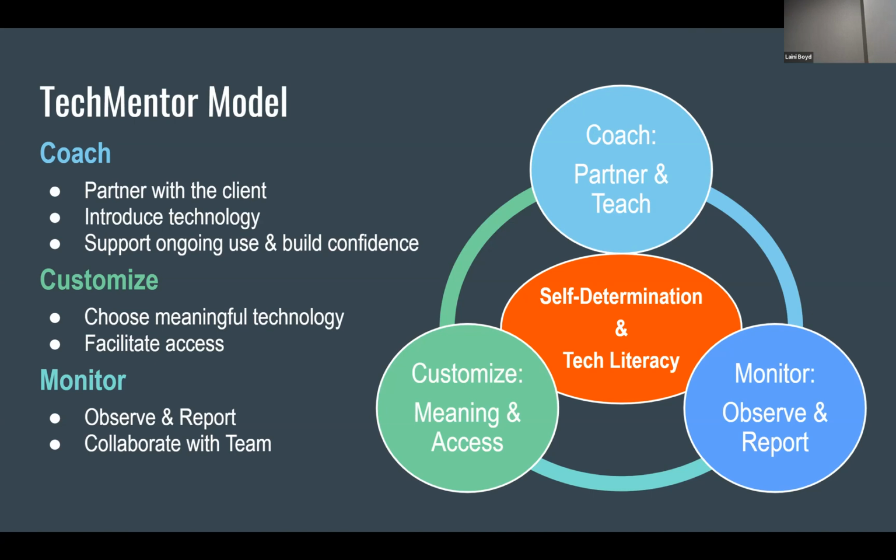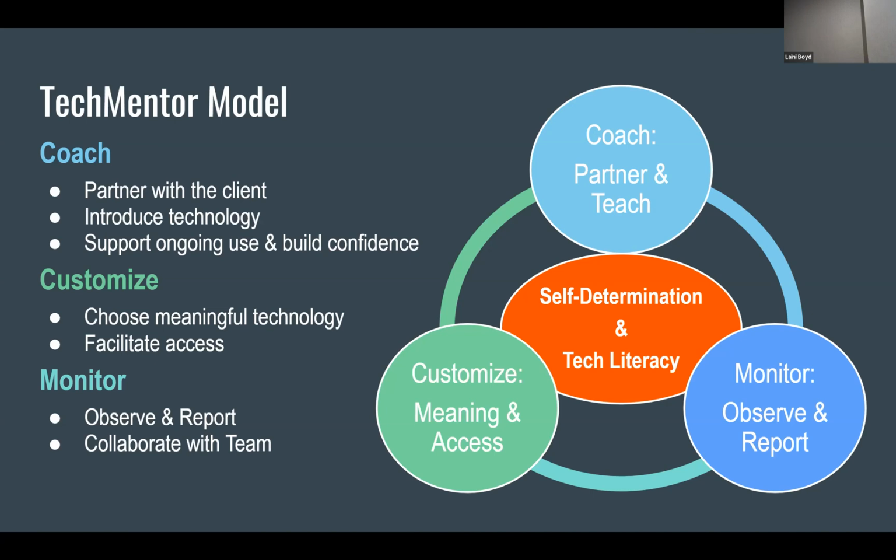Customize. Now, all of this is happening at the same time. It's not like do this, then this, then this. You're doing it all together. So you're always coaching. You're always customizing. Because remember, I said everything's trial and error. You're gonna try. If it works, yay. If it doesn't work, okay, we're gonna try something else. So that's the monitor piece.